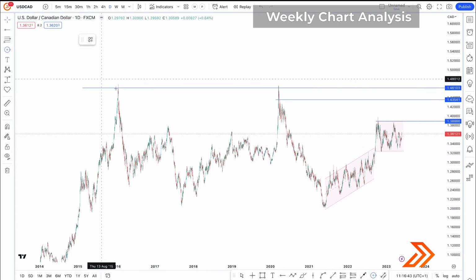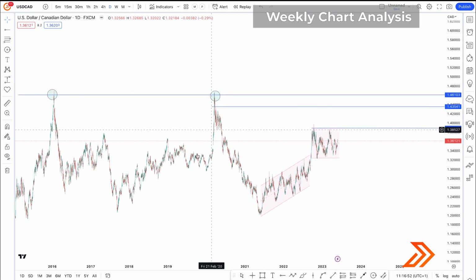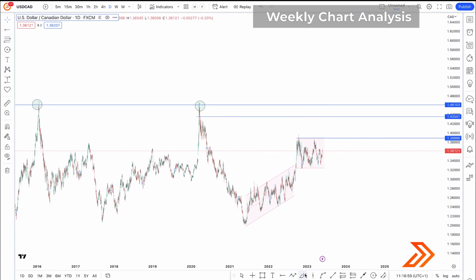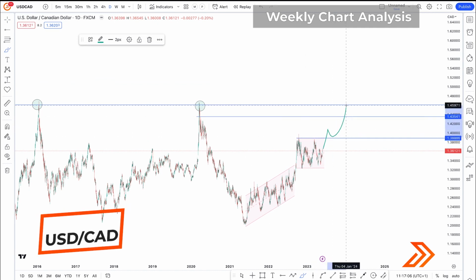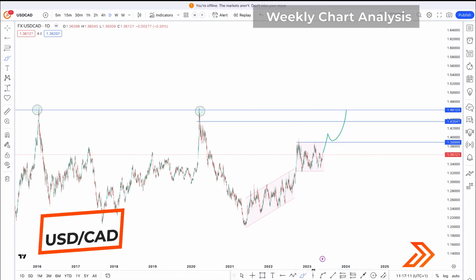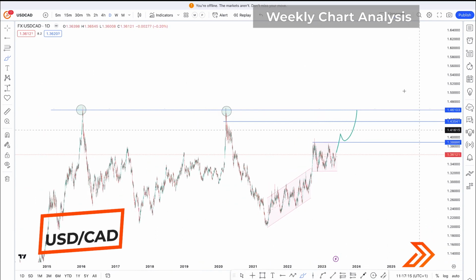We have a first test here, we had another test here, so I'm expecting a future test as well on this high. So I'm expecting price to break out of this box, come back down, retest this low that we have here, and then go back up to retest this high that has been created there. All right, so that is going to be my bias on USD CAD for this coming week.